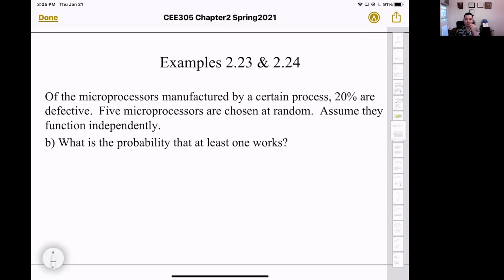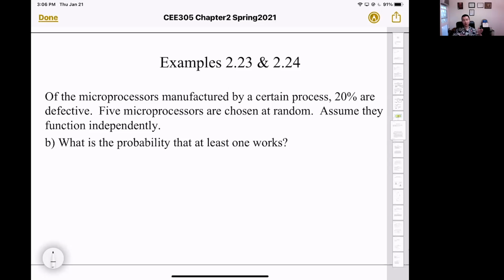We have 5 microprocessors. Okay, so we could have 0 works, okay? Or we could have only 1 work, or we could have 2 work, or 3 works, or 4 work, or all 5 works. Okay, so these are the possible outcomes. So the question asks, what is the probability at least 1 works?